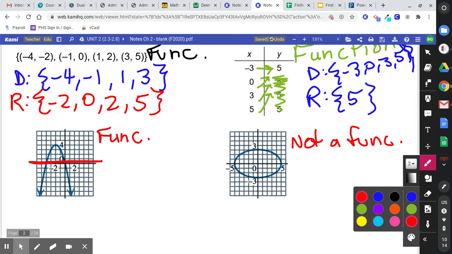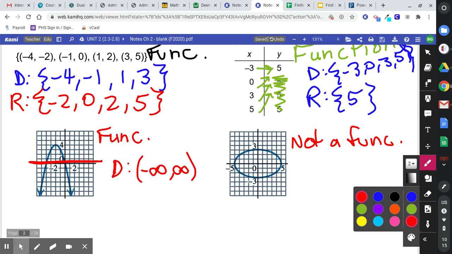So when I want to find the domain, the question is, what x's would be covered in that graph? And the answer is all of them. So this domain here would be all real numbers. We're going to write it in interval notation by parentheses, negative infinity to positive infinity. Get used to that because you'll write it a lot.